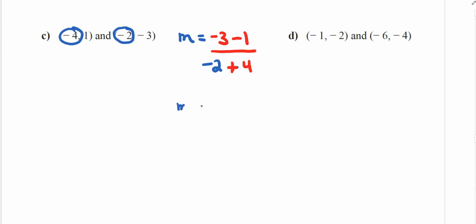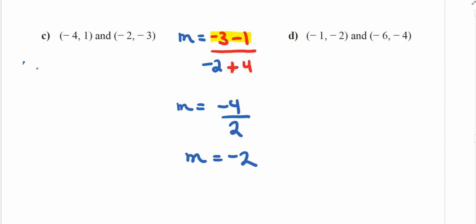So be careful with the plus and minus signs, right? If you have two negatives, then you get a positive sign. So -3 minus 1 is going to be -4, and -2 plus 4 on the bottom is going to be +2, and my slope is going to be -2. Okay, so there's my slope, and now I need to find the equation of the line.